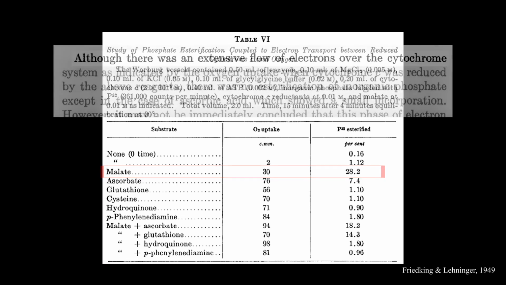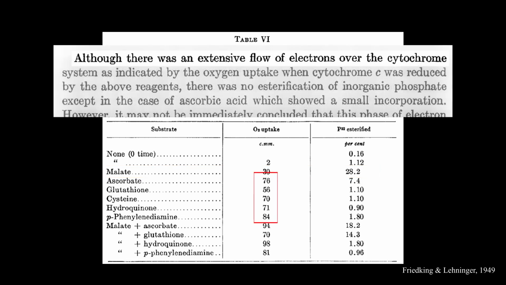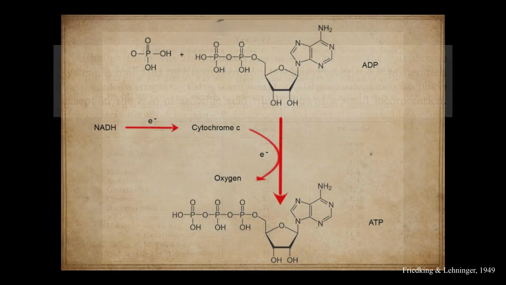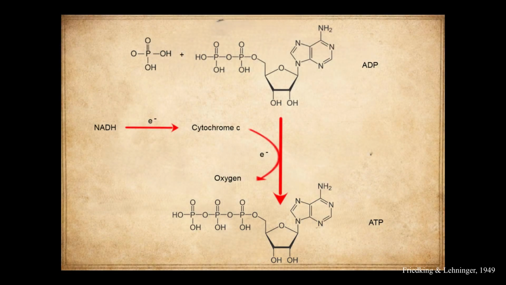And so they found that although there was an extensive flow of electrons over the cytochrome system, as indicated by the oxygen uptake when cytochrome C was reduced by these reagents, there was no esterification of inorganic phosphate except in the case of ascorbic acid, which showed a small incorporation. This indicated to them that esterification occurred after the reduction of cytochrome C by NADH. Importantly, the authors found that ADP was the only molecule that could act as a phosphate acceptor.